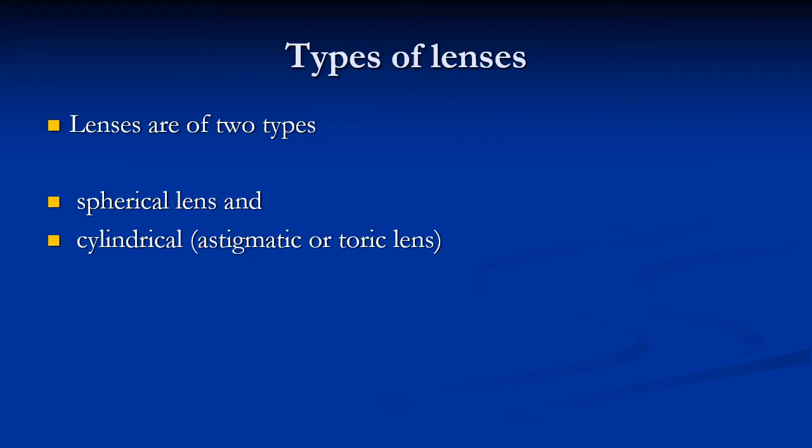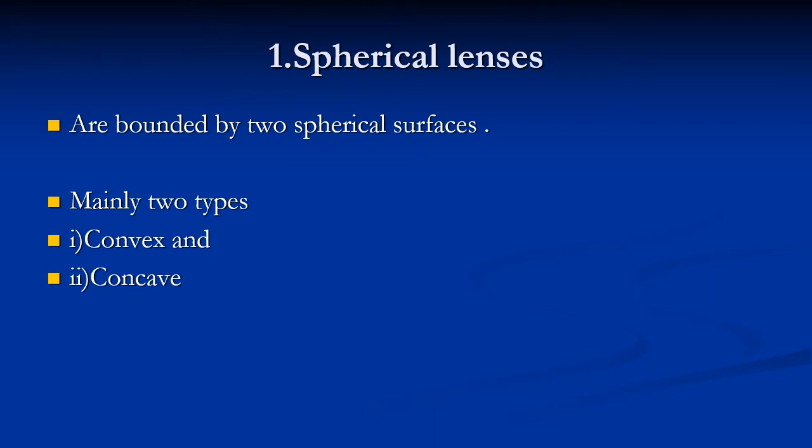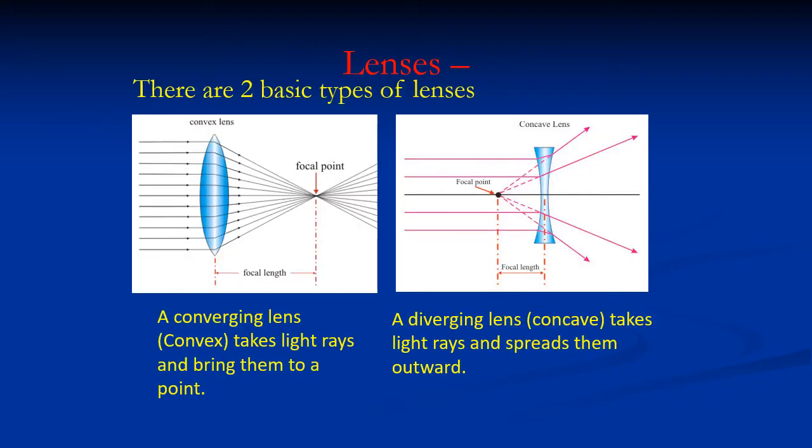Then we have types of lenses, that is spherical lenses and cylindrical lenses. This has been covered in your clinical classes, how to identify a spherical lens and how to identify a cylindrical lens. Spherical lenses are bounded by two spherical surfaces. Mainly they have two types, convex and concave. So these are the two basic types of lens. A lens is bounded by two surfaces, one anterior and one posterior.